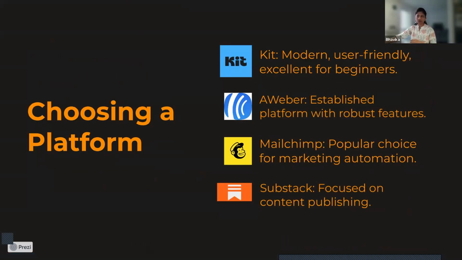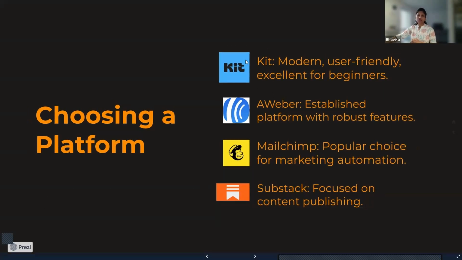There are many platforms you can choose from to create a newsletter. Some examples are Kit, Aweber, MailChimp, Substack. Each platform has its own features and pricing structure. But for beginners, the most important thing is the platform should be easy to use and allow you to create emails and capture subscribers. And today we are focusing on Kit.